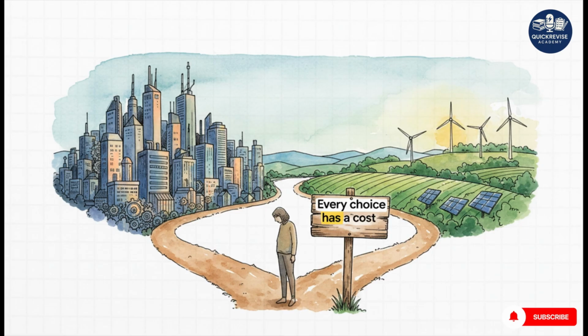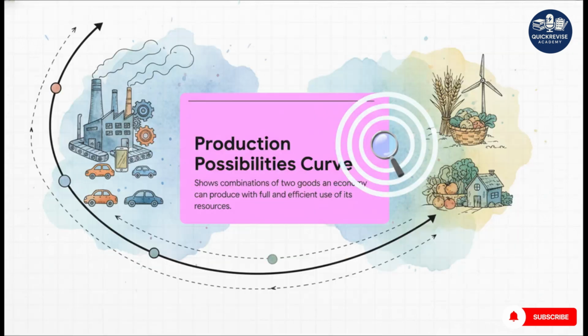Because our resources are limited, we're forced to make choices. And here's the kicker. Every single time we choose to make more of one thing, we have to give up on making something else. This whole problem, this tension between unlimited wants and limited stuff, is exactly what economics is all about. And lucky for us, economists have a tool to help us see this whole thing a lot more clearly. And that tool is the Production Possibilities Curve, or PPC for short.